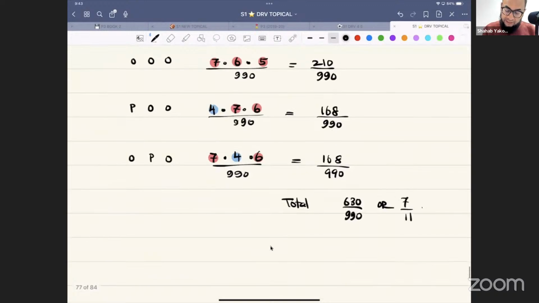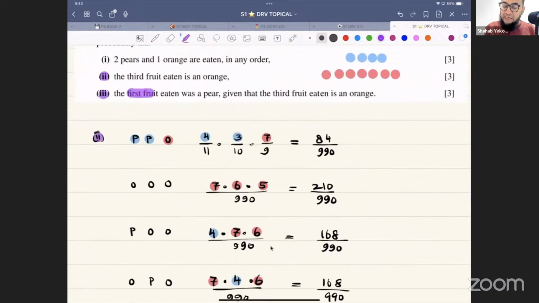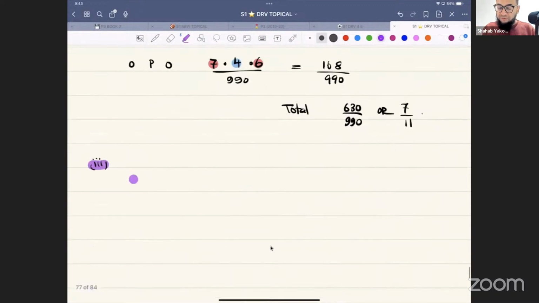Now out of this comes the third part. That is the purple thing. That is, the first fruit eaten was a pear, given that the third fruit eaten is orange, that is this thing. So first of all, the denominator, and let me draw a line over here.